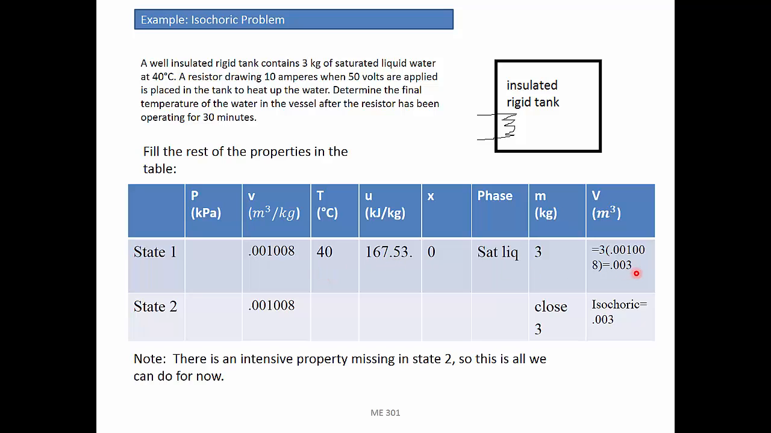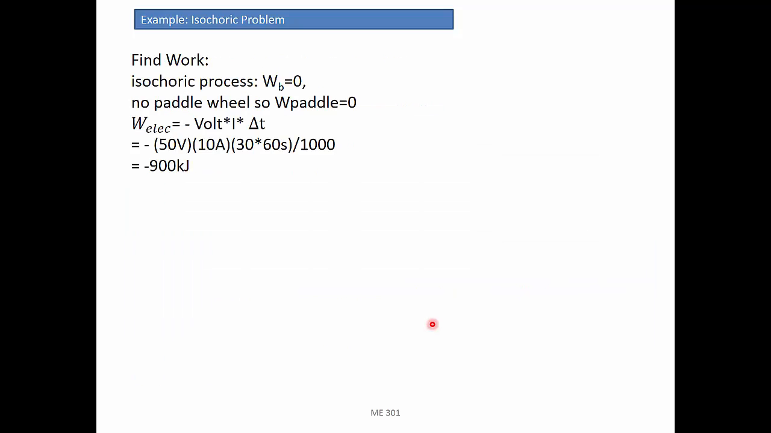And since the process is isochoric, volume for state 1 and 2 are the same. System is closed, masses are the same. Since both volume and masses are the same for both states, my specific volumes will remain the same as well. However, as of now, there is only one intensive property for state 2, and there's another one missing. And therefore, there's not much we can do for the rest of the properties for state 2. So this is all we're going to do for now and move on to the next stage.